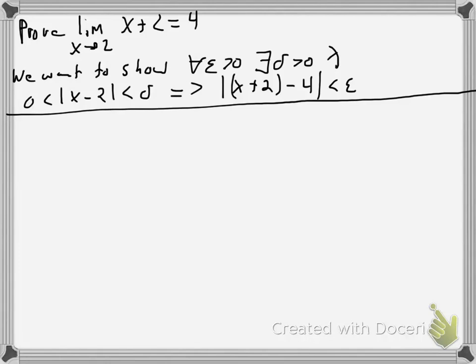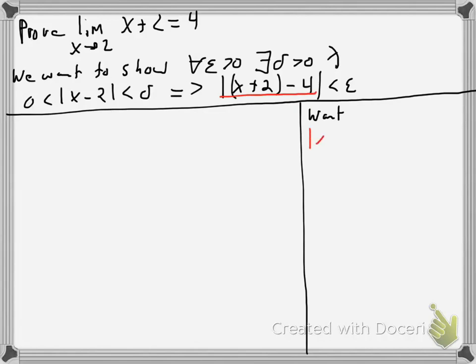exists a delta greater than 0 such that if we have 0 less than the absolute value of x minus 2 less than delta, that just means the distance between x and 2 is close, but they're not equal, and that implies that the distance between x plus 2 and its limit 4 is less than epsilon, so it's going to be close. So we're going to go ahead and start out with what we want.